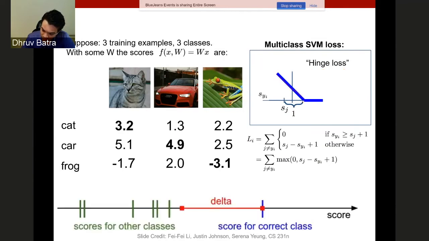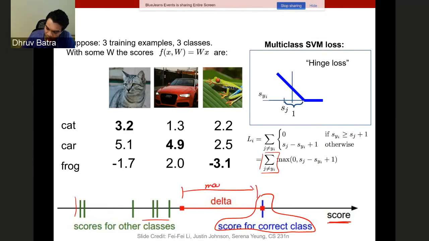Because we're summing over all other categories, this is the intuition that we're going for: if there's a one-dimensional scoring, and we project all scores for all categories on the number line, we want the score for the correct category to be, and these are the scores for the incorrect categories, we want there to be a margin. As soon as the score for the correct category is greater than the scores for all the incorrect categories by a margin, then this summation would also result in a 0, because each individual term would be a 0.